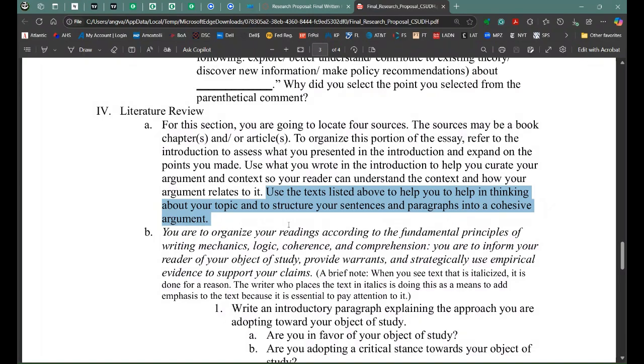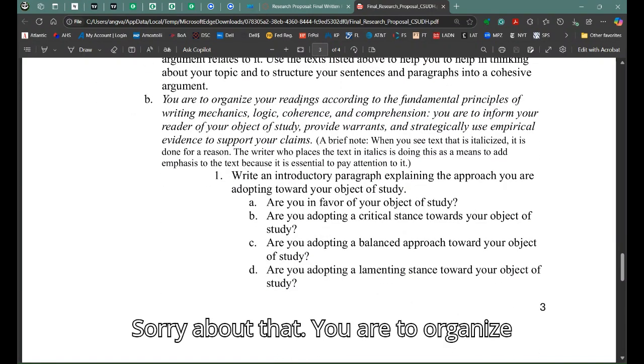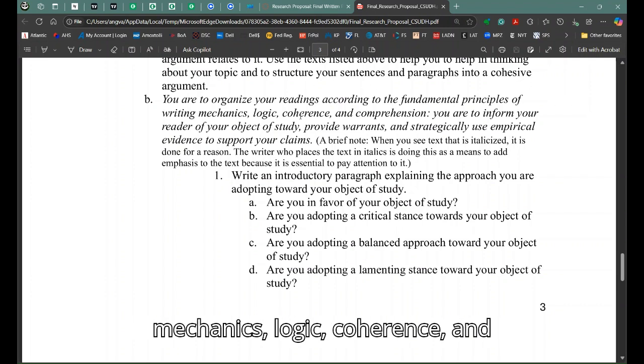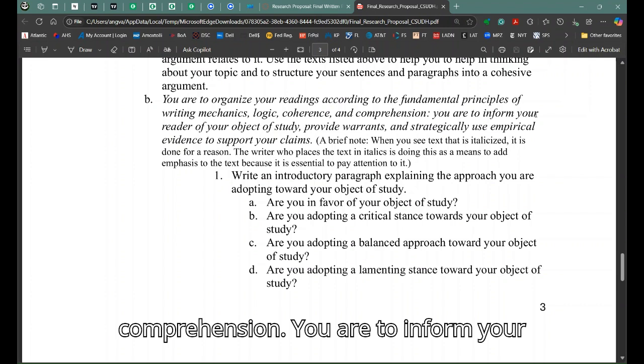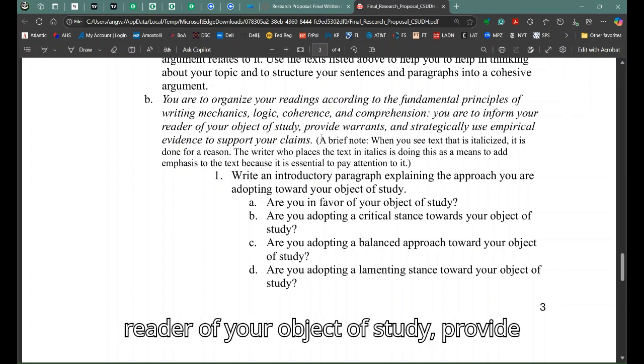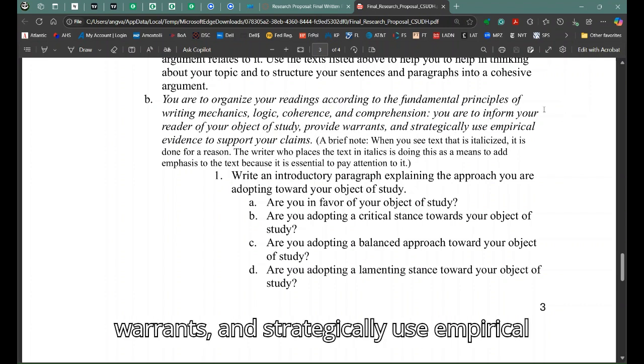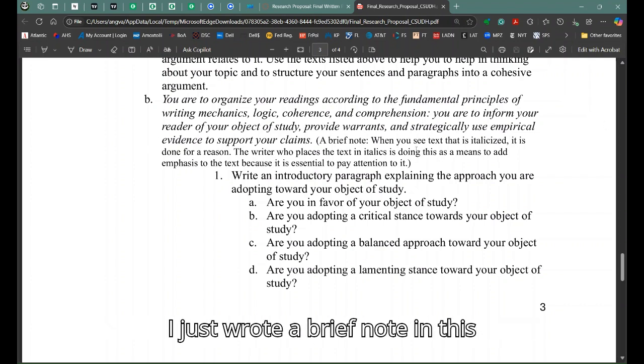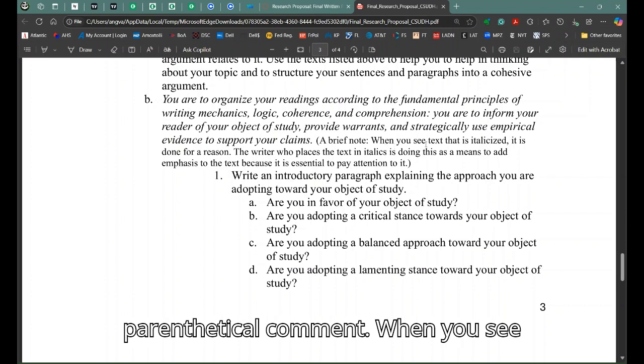Now for point B, sorry about that. You are to organize your readings according to the fundamental principles of writing mechanics, logic, coherence, and comprehension. You are to inform your reader of your object of study, provide warrants, and strategically use empirical evidence to support your claims. Then I wrote a brief note in this parenthetical comment.